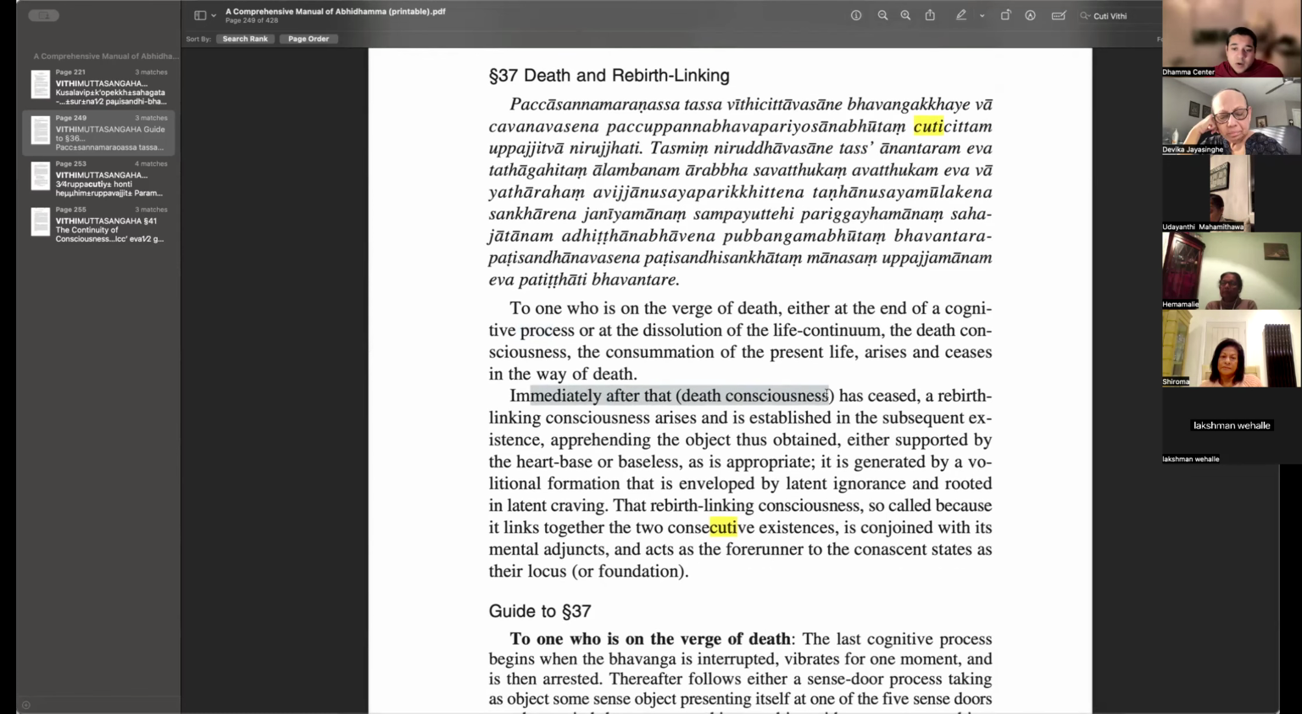Immediately after that death consciousness has ceased, a rebirth linking consciousness arises and is established in the subsequent existence. Now, it is at this position that the chitta cannot arise in the subsequent existence without a heart base.